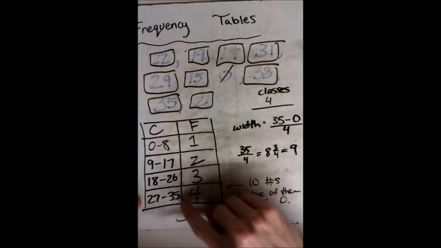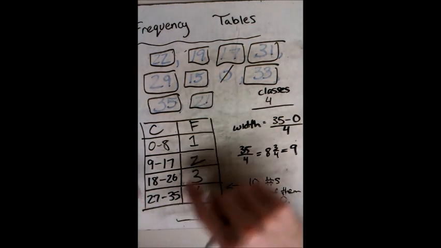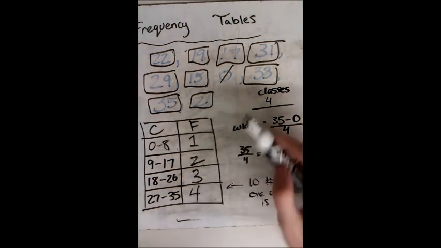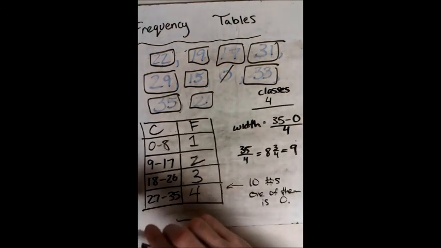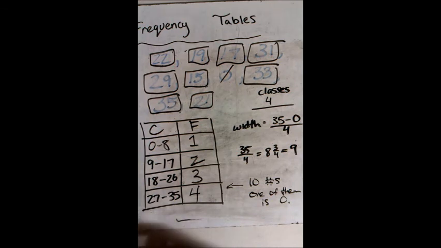I do know that, for example, there are more numbers in this interval than there are in this one, but that doesn't, again, tell me what the numbers are. So that's frequency tables.